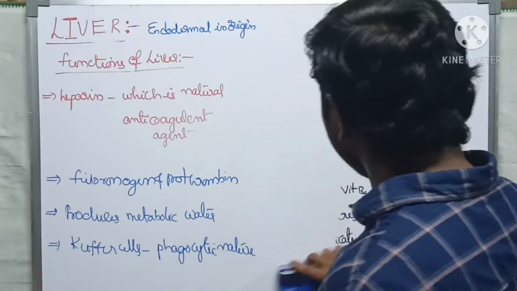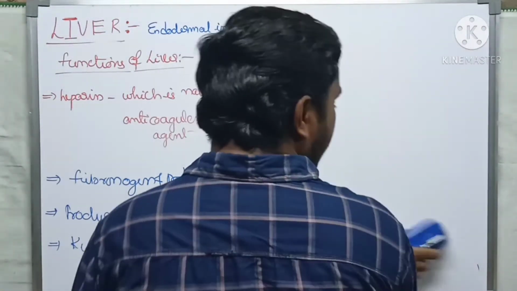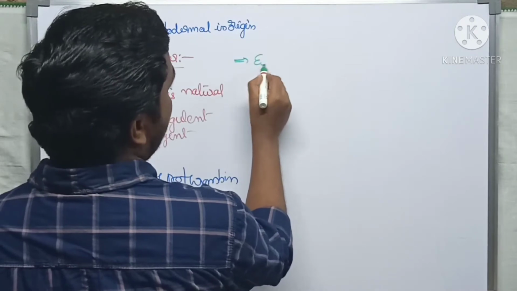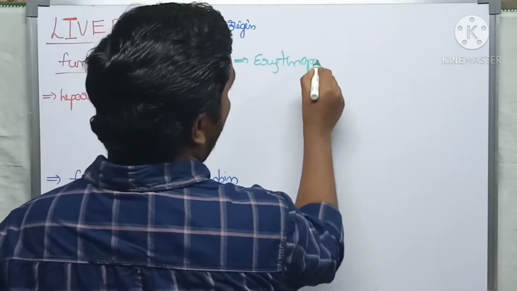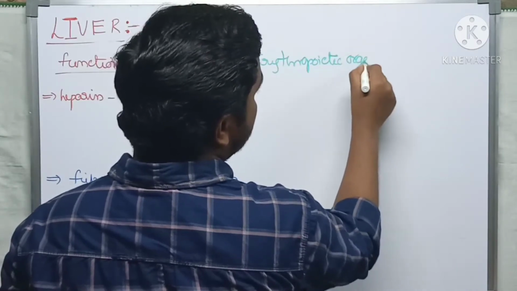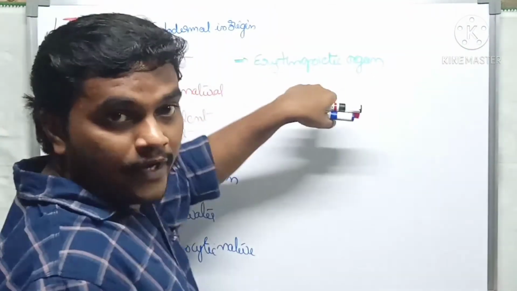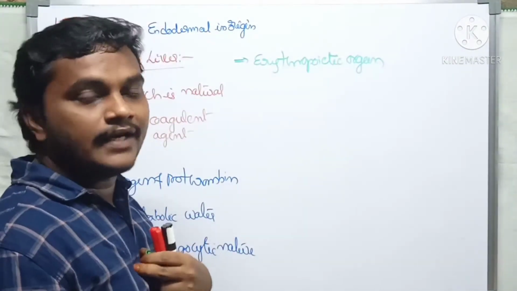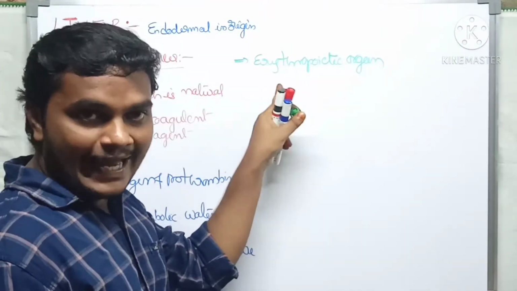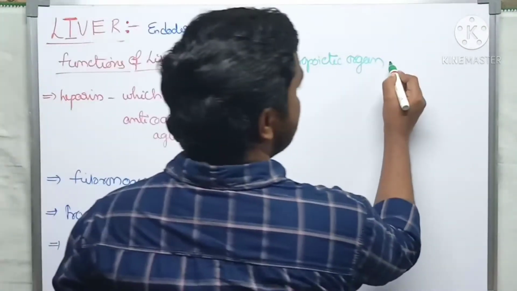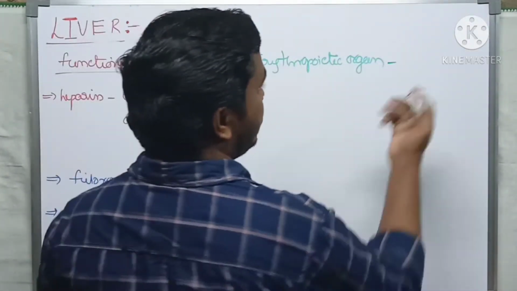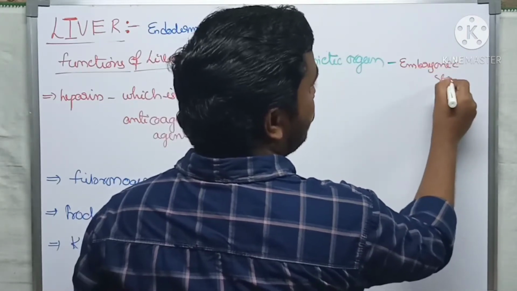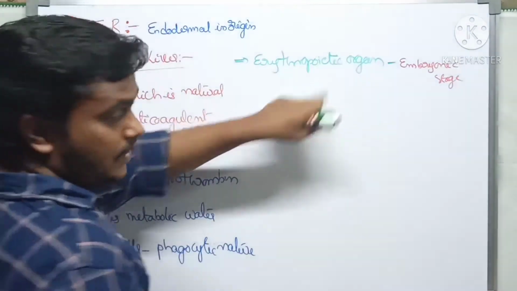And also there is a peculiar process conducted by the liver. The liver acts as an erythropoietic organ. Erythro means RBC, erythropoietic organ means production of RBC in the embryonic stage, not in adults. It is worth writing that only in the embryonic stage does it act as an erythropoietic organ.